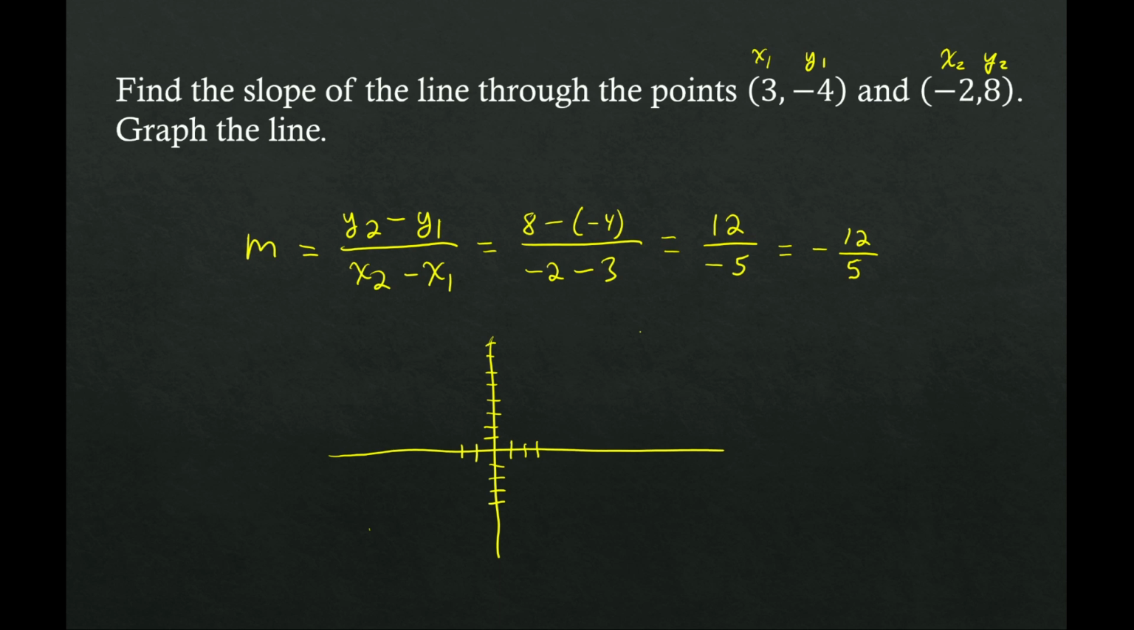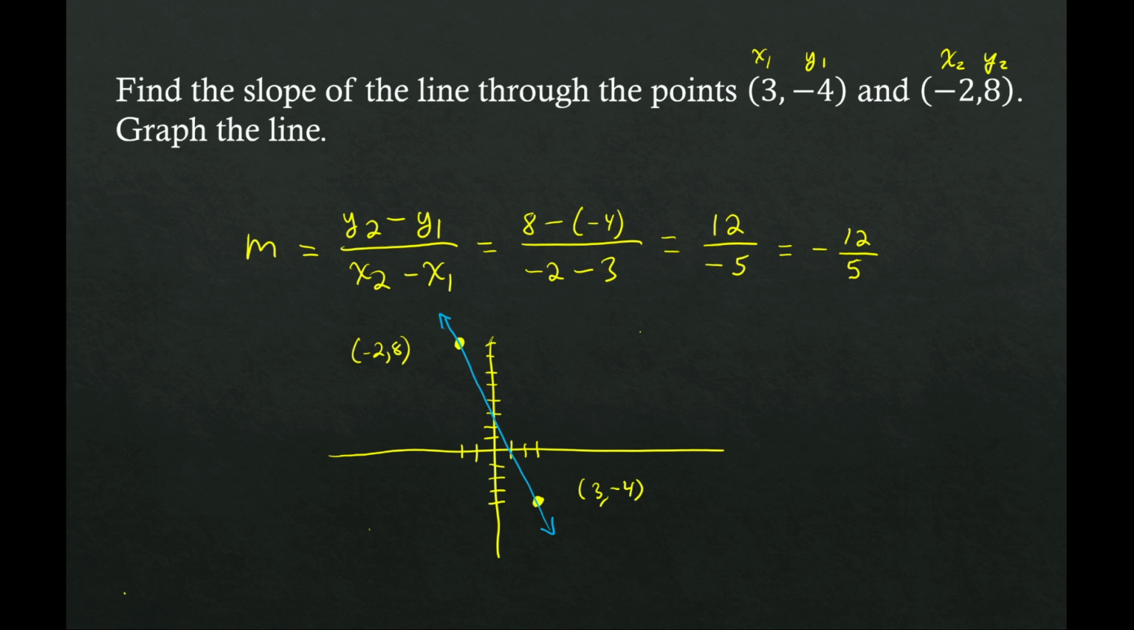If we graph the points, then we can come up with our line. So 3, -4 will give us this point. -2, 8 will give us this point. And so then the line would look like this.